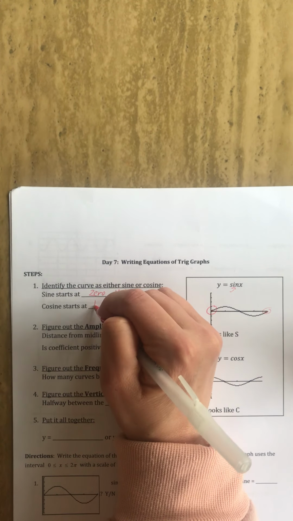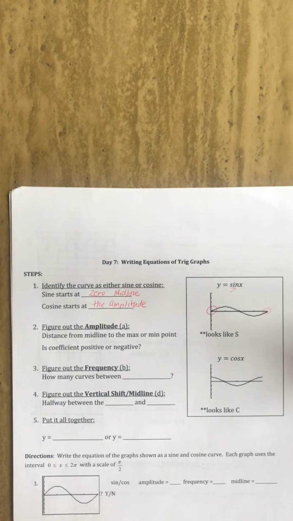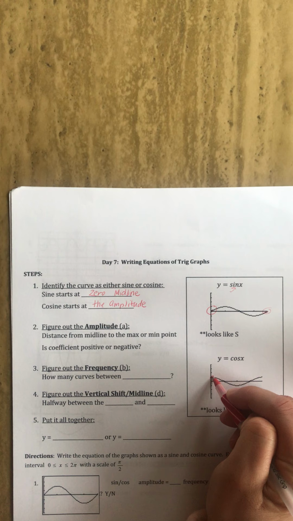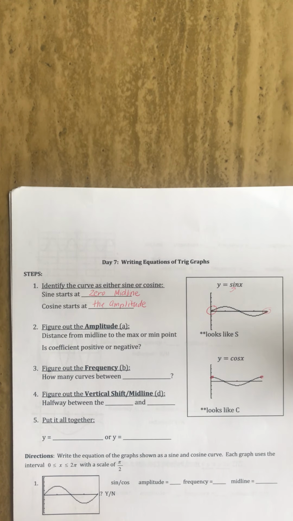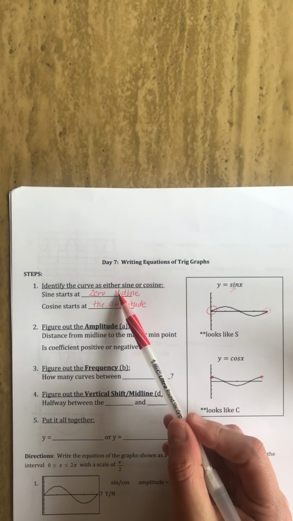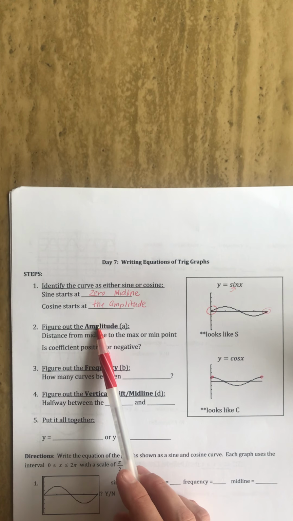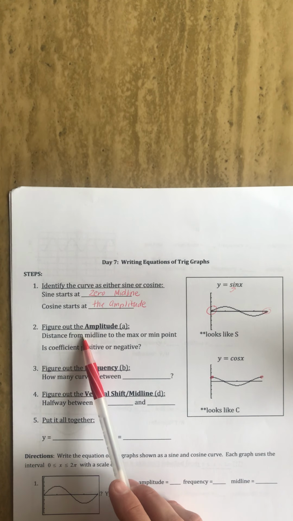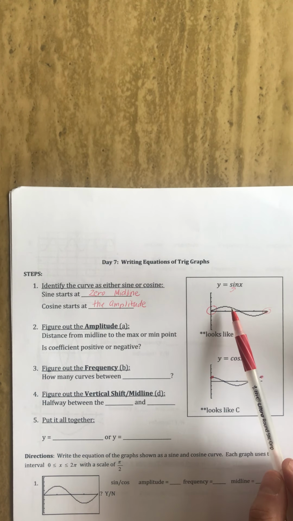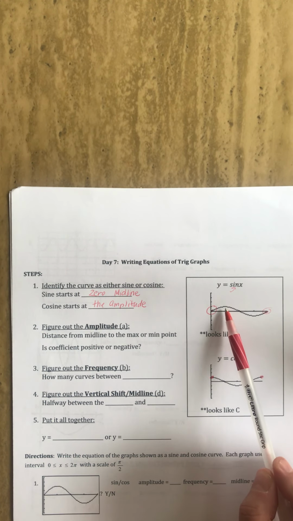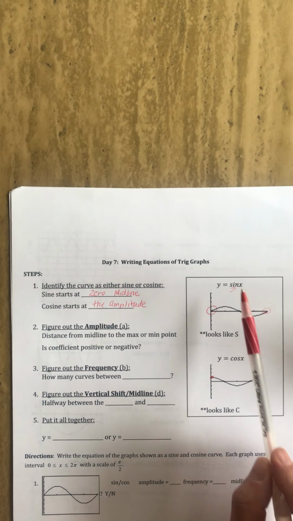Cosine starts at the amplitude and ends at the amplitude. So you guys can see right here, it'll start at the amplitude and it will end at the amplitude. So that's the first thing that you need to decide. The next thing you need to do is figure out what the amplitude is, okay? So it's the distance from the midline to the max or min point, okay? So here's my midline, y is equal to 0. So you guys can go over, you can see right here, my amplitude would be 1.